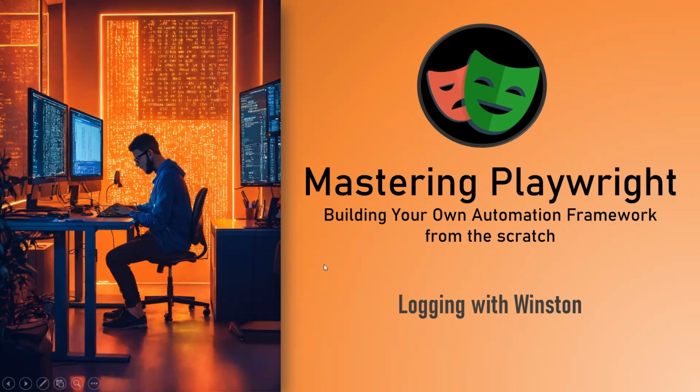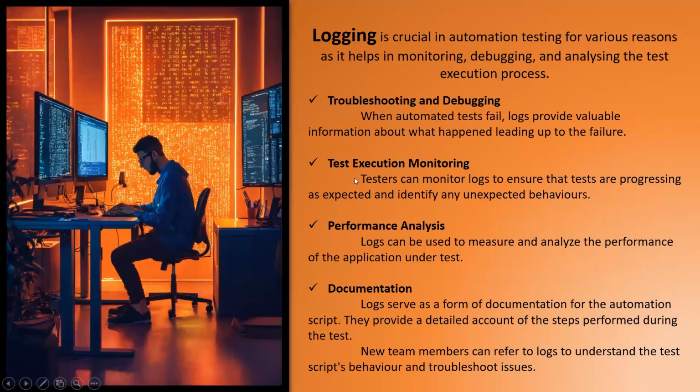So what is logging and why do we need that? Logging is very crucial in test automation, or not only test automation, it is for development as well, because it helps us to monitor, debug and analyze the execution process. For example, you can use it for troubleshooting and debugging, or even for test execution monitoring. If you have a long execution time, you can see what is happening without opening the report file, because the report file will be available only after execution.